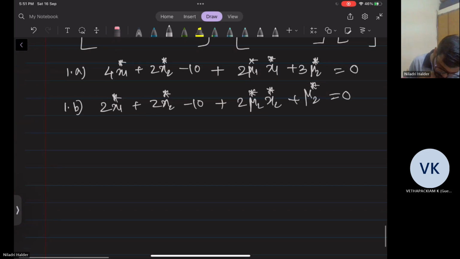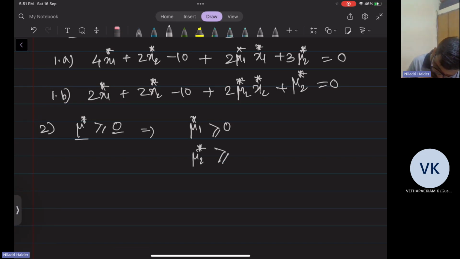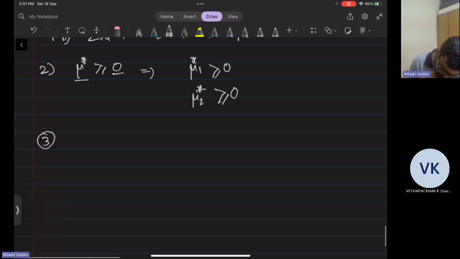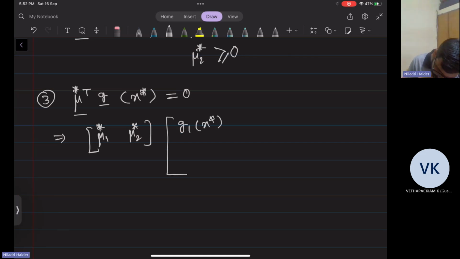Now put the second condition. The second condition is just mu star greater than or equal to 0. That means mu1 star is greater than or equal to 0, so mu2 star also greater than or equal to 0. In the third condition, mu star transpose g of x star is equal to 0. That means mu1 star, mu2 star times g1 of x star, g2 of x star equals 0.